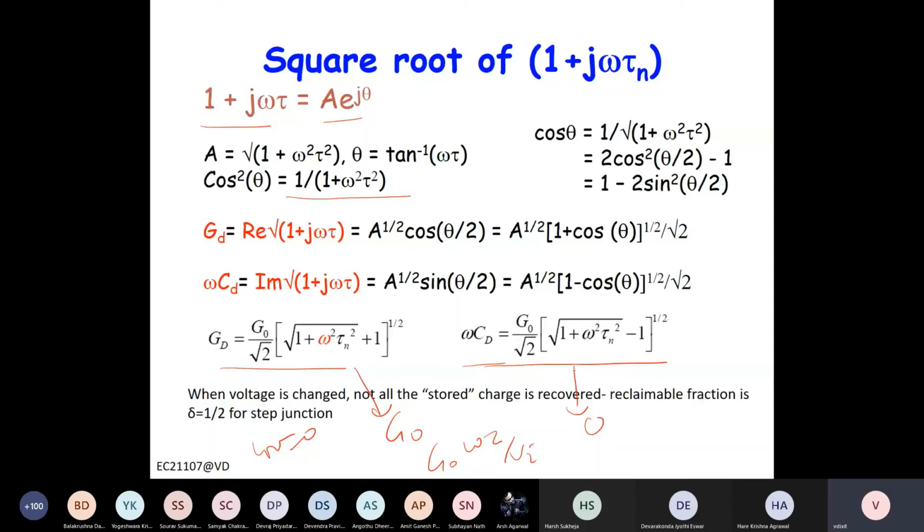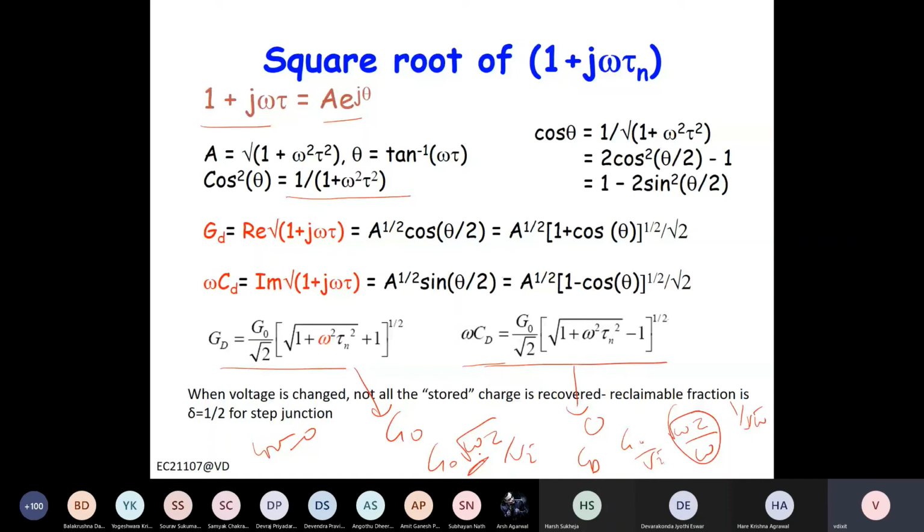So they will go to, now this is basically omega CD, right? So if you write CD here, then you divide by omega, right? So now this is square root. This is square root. So if you do here, then C will depend as 1 over square root of omega, and conductance will be proportional to the square root of omega. So as frequency increases, conductance will increase and capacitance will decrease, right?